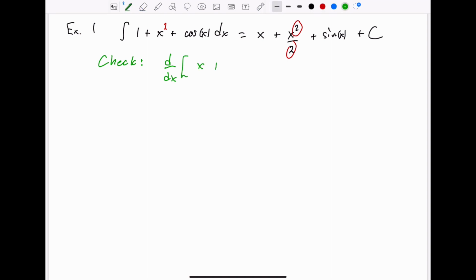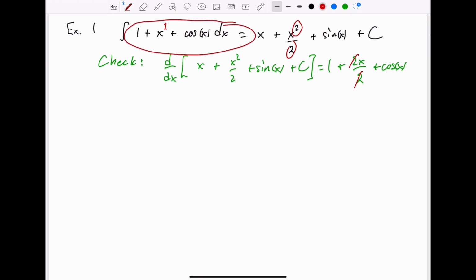So we take the derivative of x plus x squared divided by 2 plus sine. We can ignore the plus c because it's a constant. The derivative of x is 1. The derivative of x squared is 2x. So we have 2x divided by 2. The derivative of sine is cosine. And if we cancel the 2's, we see that our expression is exactly what we started with. So we know that we solved this integral correctly. Let's take a look at example 2.